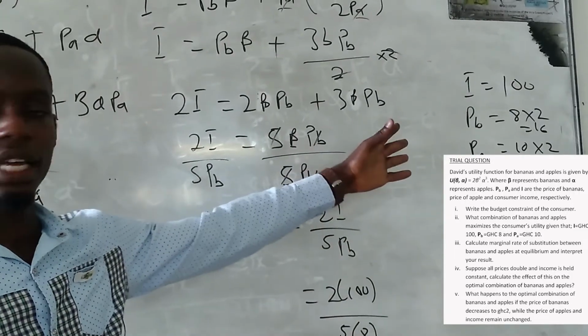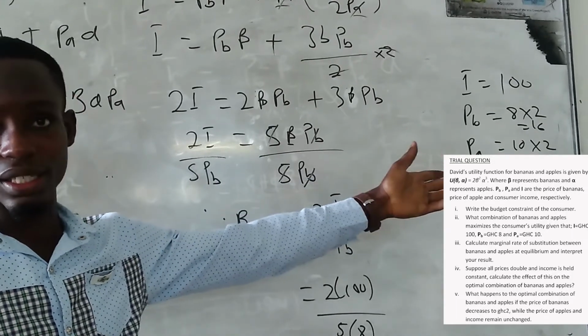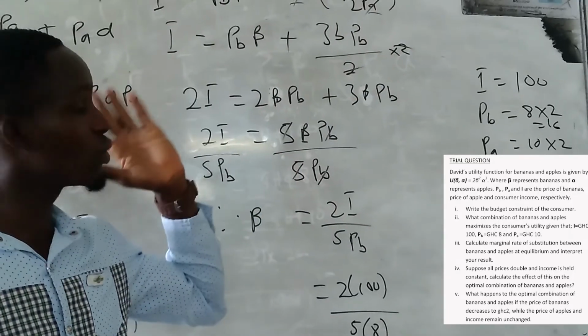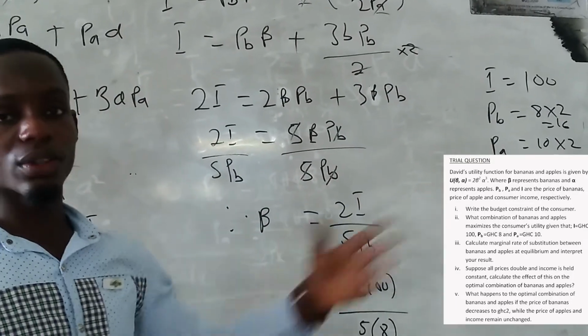But the question says that we should also interpret our answer, and it's the same as the interpretation I gave you. So the consumer is willing to give up 4/5 of good Y to procure more of X. As simple as that.